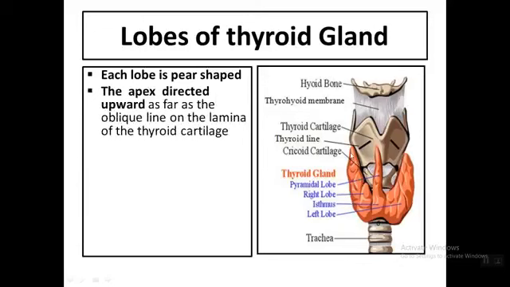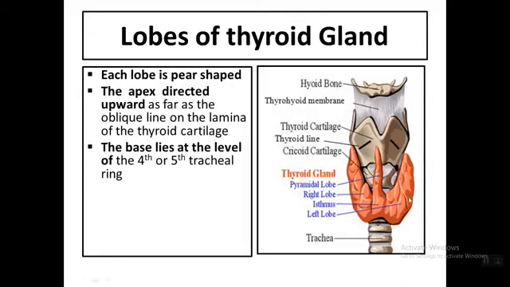The apex is directed upward as far as the oblique line on the lamina of the thyroid cartilage. These are the laminae of the thyroid cartilage، هذا هو الغضروف. This is the thyroid cartilage. It has an oblique line. This oblique line is the landmark for the upper extent of the apex of each lobe of the thyroid gland.